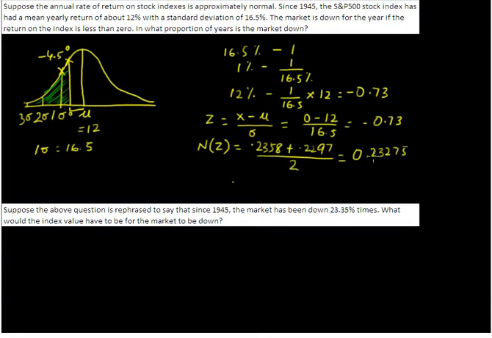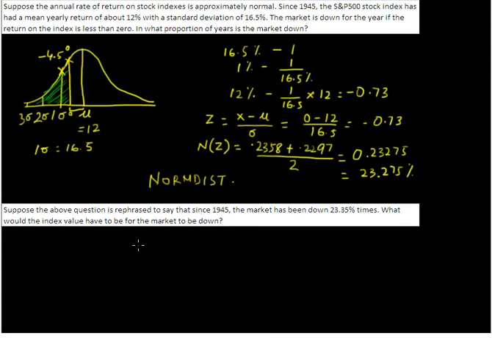0.23275. This means that the market has been down 23.275% of the times during this time frame since 1945. 0.23275 is this area here. So this was simple, isn't it? If you wanted to do the same thing in Excel, you would have used the norm_dist function. In the next video, we are going to solve the same problem using Excel.